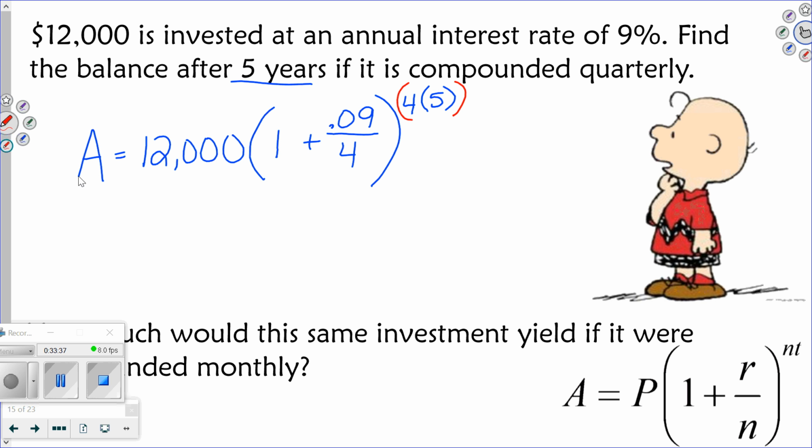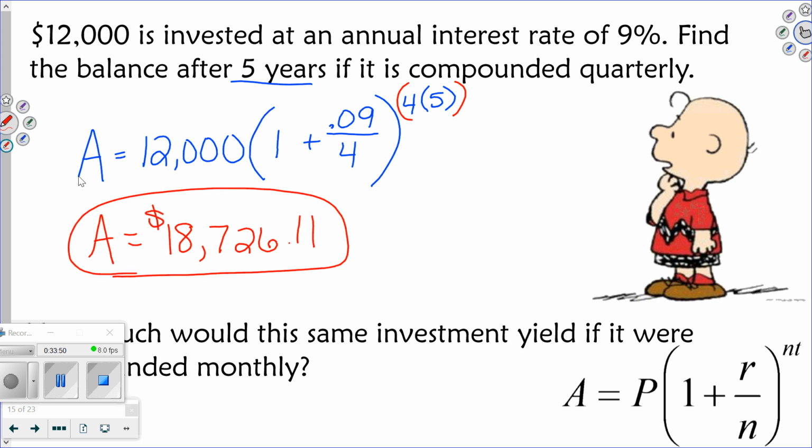All right, so after 5 years, if it was compounded quarterly, we should have $18,726.11 in that account. I have 11 cents. Take it we did not get 11 cents? 0.11041? I heard many people groan at me. No? If you did not get 11 cents, double check what you typed in.